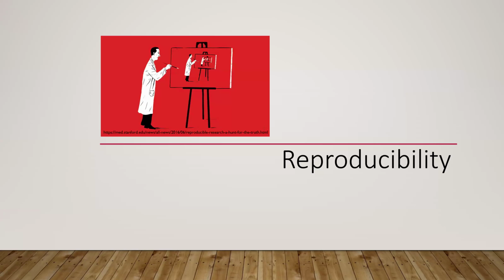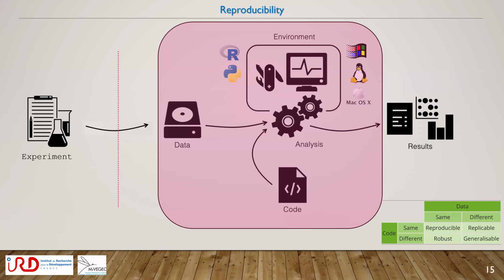So let's talk now about the second pillar, reproducibility. Maybe it's a longer part. So reproducibility is difficult for the experimental side. So it's not there that we will focus, but reproducibility is more in the analysis itself. So it's about the data, the code, if you have a script, and the environment where you do the analysis.